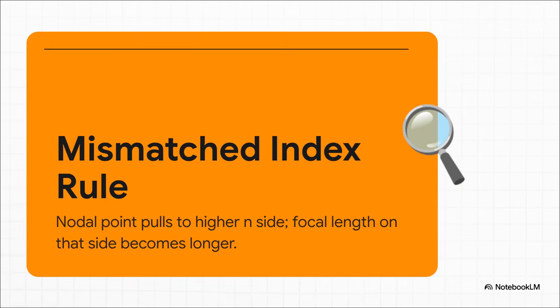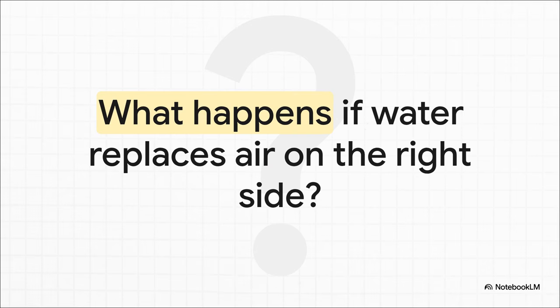Here is your visualization and memory trick for this board pearl. I want you to imagine the denser, thicker fluid physically grabbing the nodal point and powerfully pulling it toward itself. At the exact same time, it stretches the focal length on that side, extending it out like a rubber band. A higher refractive index pulls the nodal point and stretches the focal length. Memorize that. So imagine you're sitting for your written boards, and this exact scenario pops up.